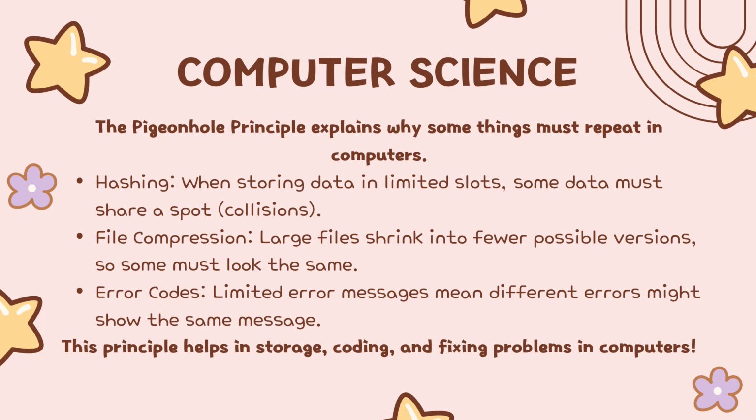Here's how it plays in the computer science field. It explains why some things must repeat in computers. First, we have hashing. When storing data in limited slots, some data must share a spot. We have file compression. Large files shrink into fewer possible versions, so some must look the same. Lastly, we have error codes. Limited error messages mean different errors might show the same message. As you can see, this helps in storage, coding, and fixing problems in computers.